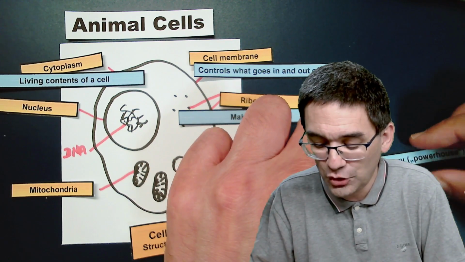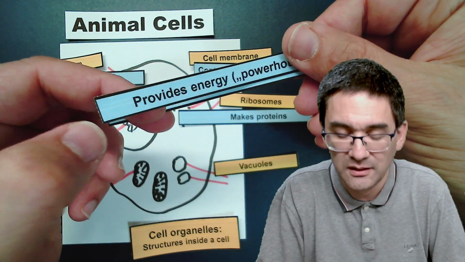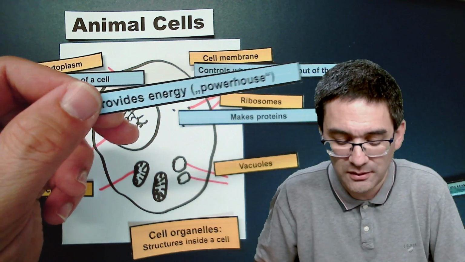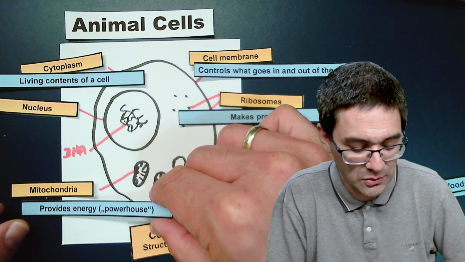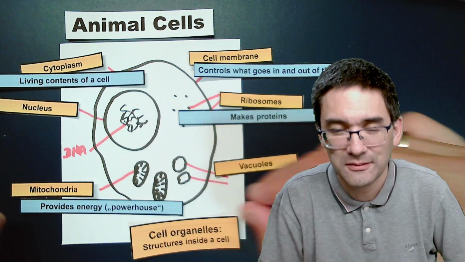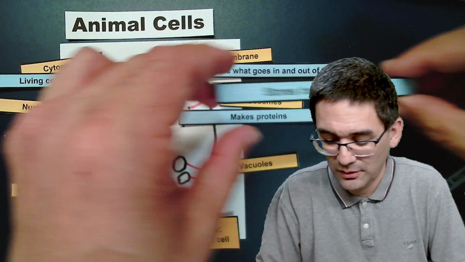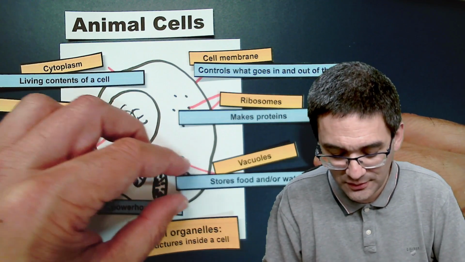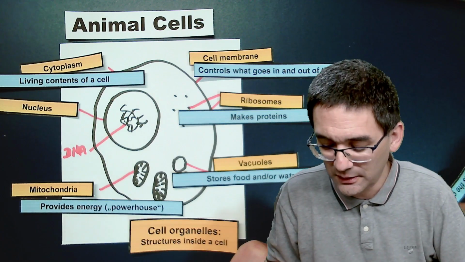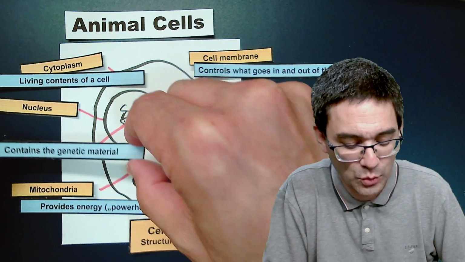It provides energy to the cell. It's this one over here. It's the powerhouse of the cell. These are the mitochondria. Again, I have to be a little bit careful here, because otherwise you're not able to read it. Okay. It stores food and or water. These are the vacuoles. And it contains the genetic material, the DNA, that is the nucleus.